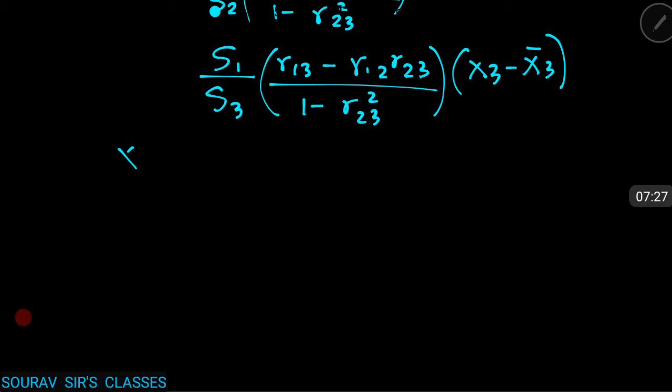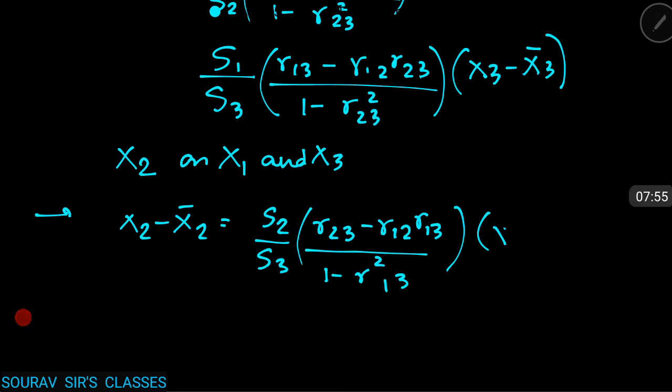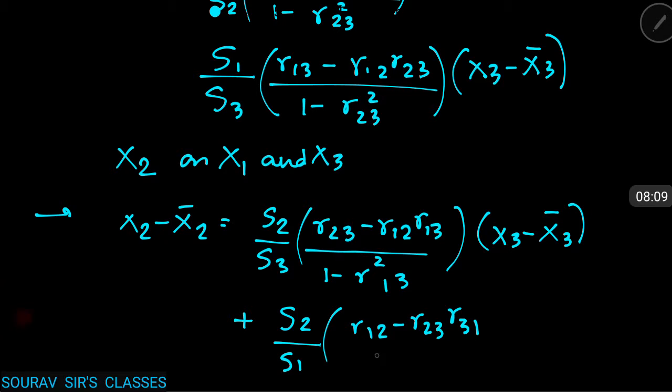Regression equation of x2 on x1 and x3 is x2 minus x2 bar is equal to s2 divided by s3 into r23 minus r12 into r13 divided by 1 minus r square 13 into x3 minus x3 bar plus s2 divided by s1 into r12 minus r23 into r31 divided by 1 minus r13 square into x1 minus x1 bar.